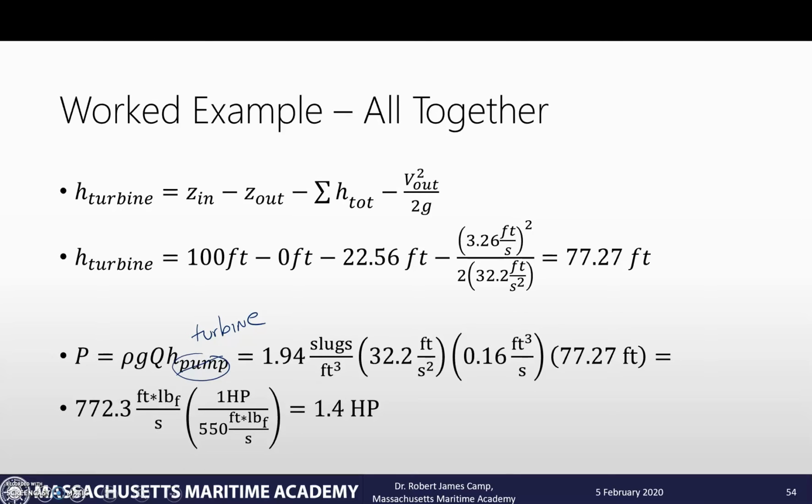772.3 foot-pounds per second. We want it in horsepower. To make that conversion, 1 horsepower is 550 foot-pounds per second, which will finally give us the power provided by our turbine is 1.4 horsepower.